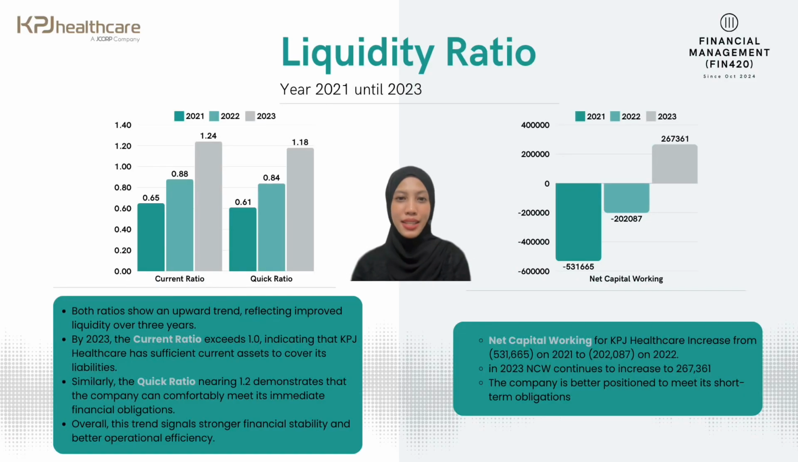Now, let's look at KPJ Healthcare's liquidity ratios from 2021 to 2023. Liquidity ratios are important indicators of a company's ability to meet its short-term financial obligations. From the graph, we can see a positive trend in KPJ's financial performance.